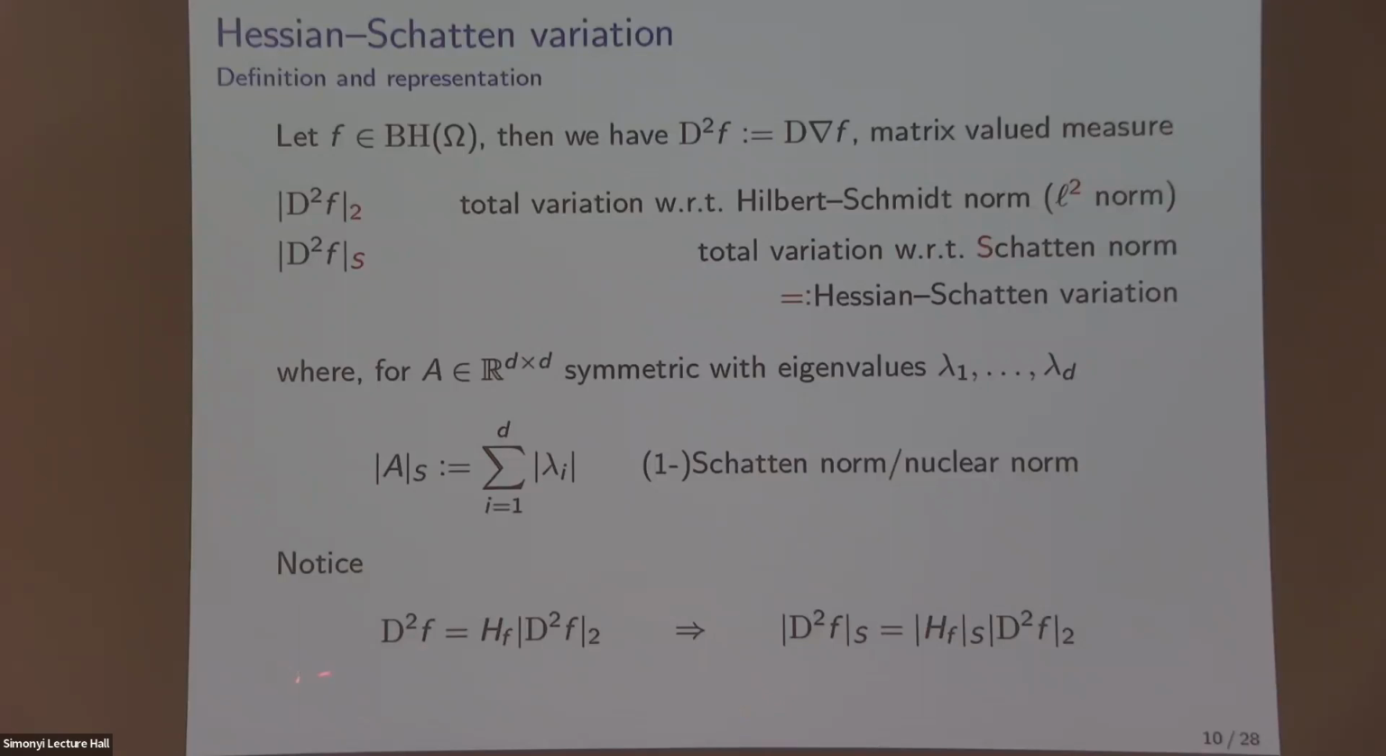Just an equation to compute, maybe in some more familiar terms, the total variation with respect to the Schatten norm. This is a matrix valued measure, so you can write its polar decomposition with respect to the Frobenius norm. Here there is the polar matrix. The polar matrix is a matrix field whose Frobenius norm is always one, and then just take its Schatten norm and you can compute the second order total variation.